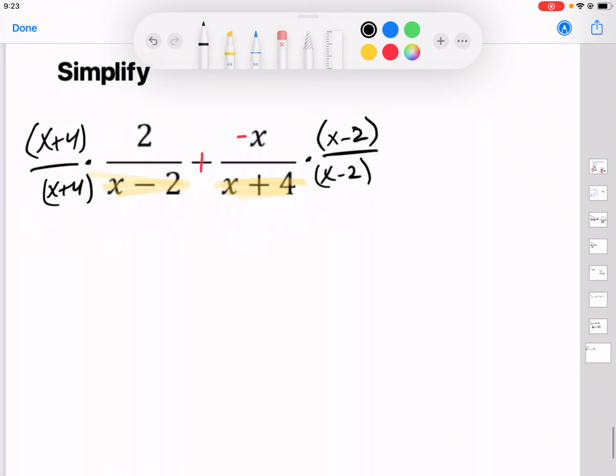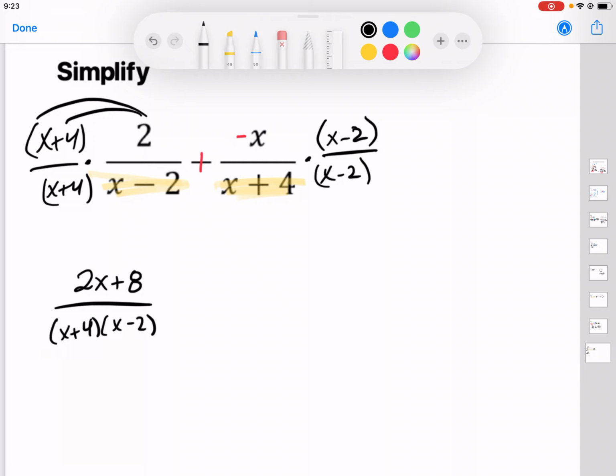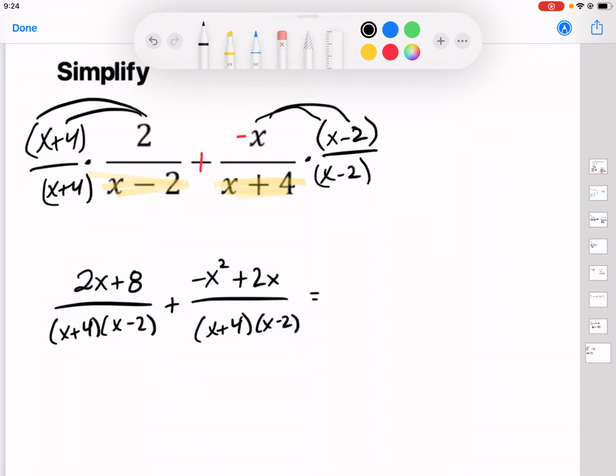And then once again, like I said on the previous problem, I always distribute the numerator, but I don't necessarily distribute the denominator, but you are very welcome to do so if that is what you like to do. This is negative x squared plus 2x over x plus 4, x minus 2. That's negative x squared plus 4x plus 8 over x plus 4, x minus 2.